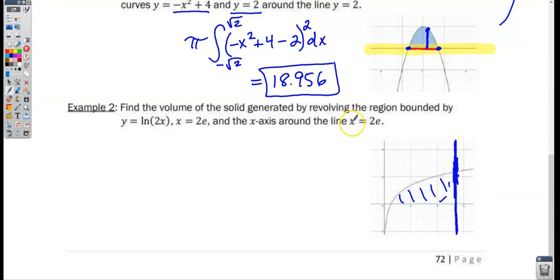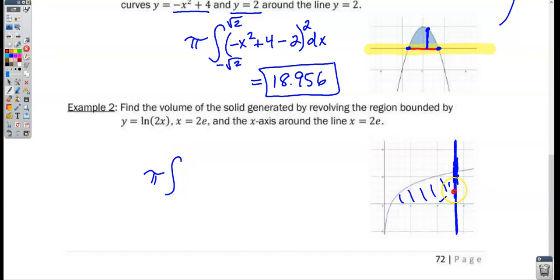This line is vertical. It's parallel to the y-axis. Therefore, I want everything in my integral to be in terms of y here. Okay, so we're going to set this up. We've got pi times the integral. Now I want everything in terms of y.